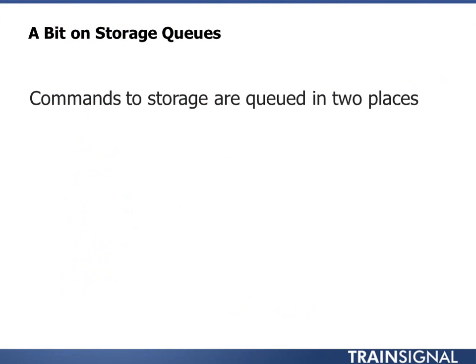Now a little bit about storage queues. Commands to storage are queued in two places. And what I mean by queued is you got a VM, got a bunch of VMs. They're throwing read and write requests to your storage array like crazy. Odds are your storage array, if they're getting a lot of requests at one time, can't process them as fast as they're getting them. That's a pretty common problem. So what happens is those commands start to form lines or queues in a couple of places.